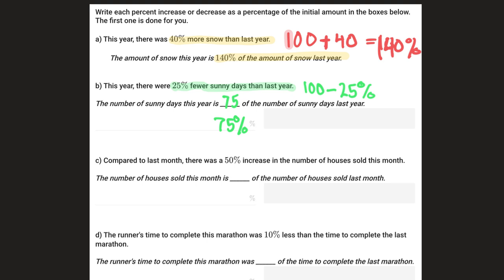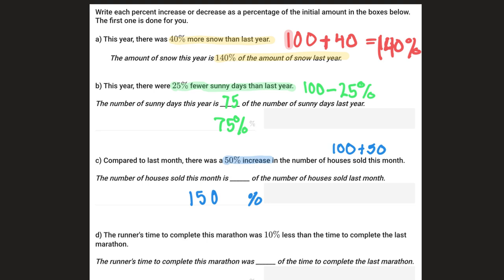C, compared to last month, there was a 50% increase in the number of houses sold in a month. So, last month was 100%. This month there was a 50% increase. So that means the number of houses sold this month is 150% of the number sold last month.